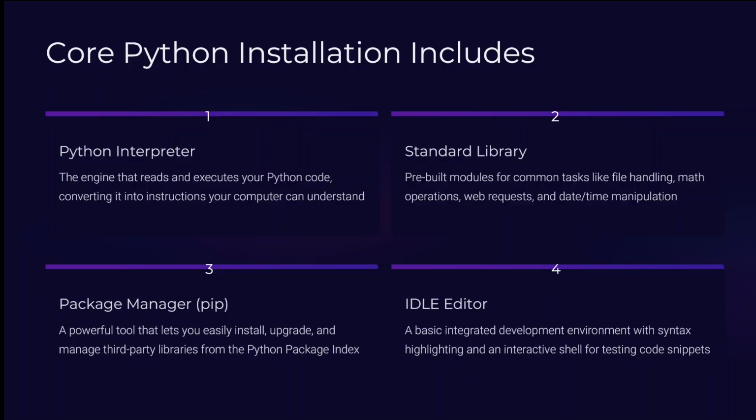First one is the Python interpreter. This is the brain of Python. Whatever code you write, the interpreter understands it and tells your computer what to do. For example, you are writing print hello. The interpreter says, okay, show hello on screen. Just like a teacher interprets your handwriting and understands it.